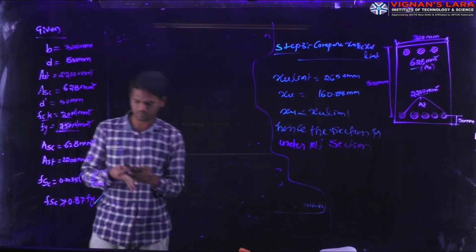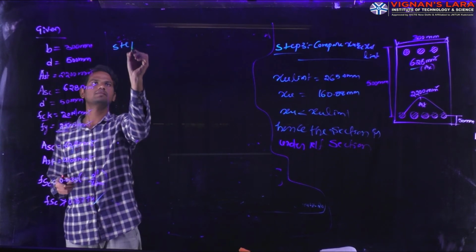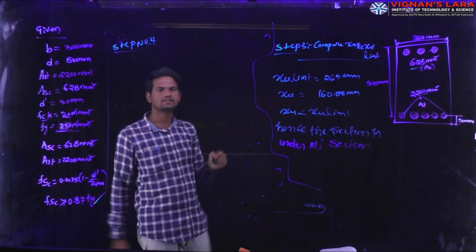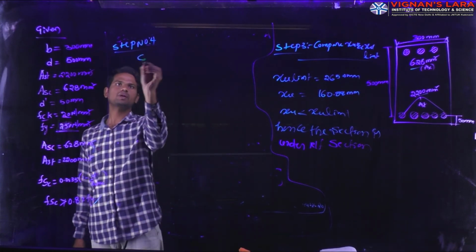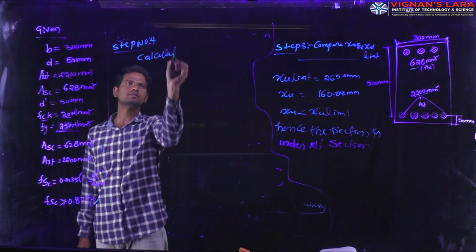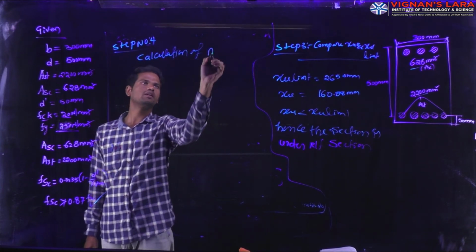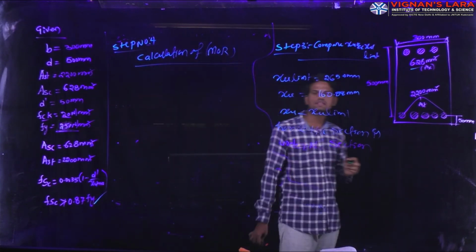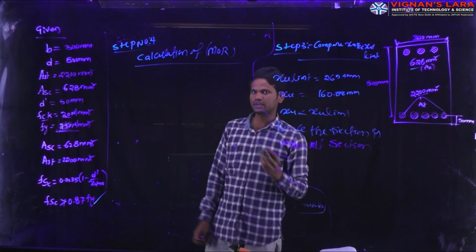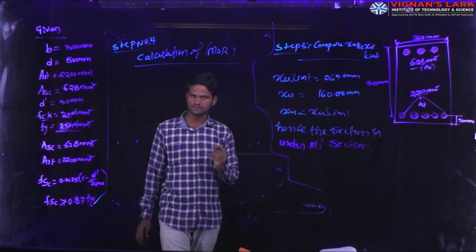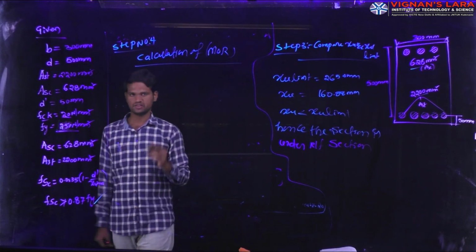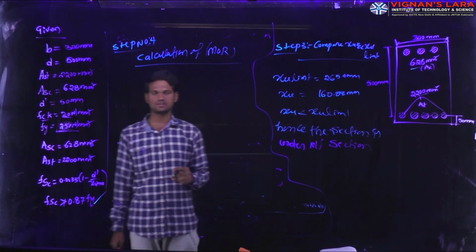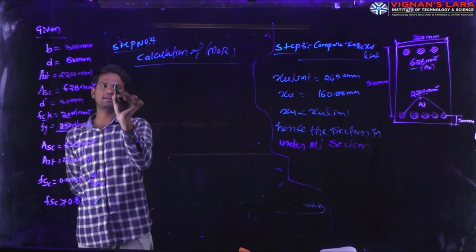Step number 4, calculation of moment of resistance. This calculation of moment of resistance you can calculate for the tension zone as well as for the compression face. You will get the same values for both the compression face as well as the tension face. Now I am writing the formula here.